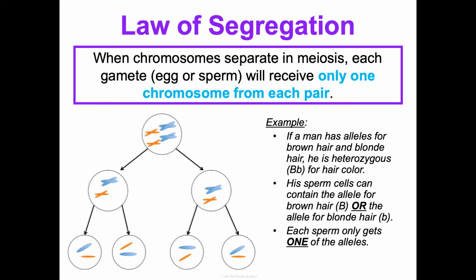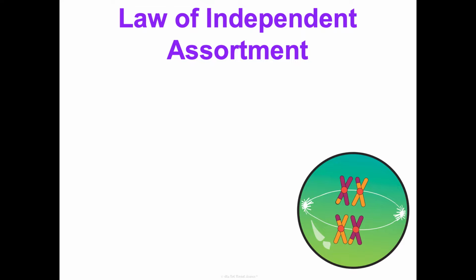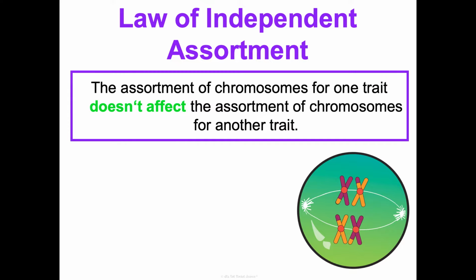It's called non-disjunction. We'll talk about some of those examples in Concept 3. But in general, this is what is happening in the law of segregation. And then the last law Mendel came up with is the law of independent assortment. And it's exactly what it says. The assortment of chromosomes is independent for each trait. So for one trait, it doesn't affect the assortment of chromosomes for another trait.